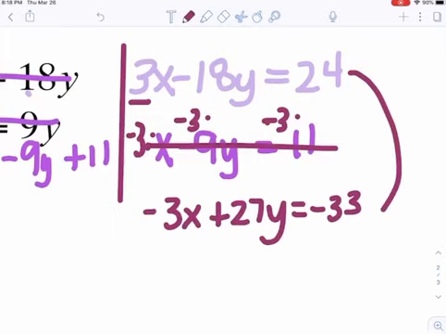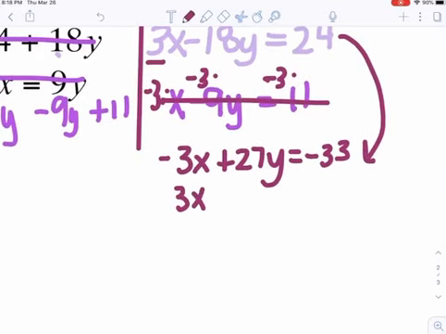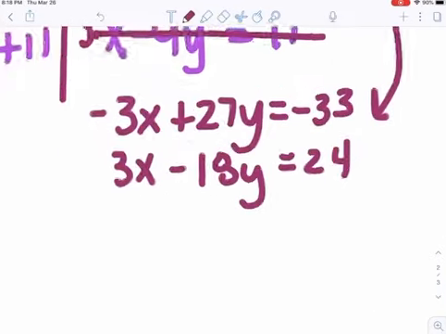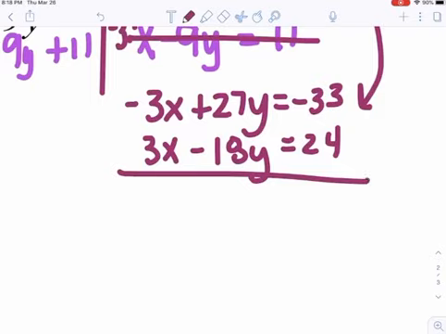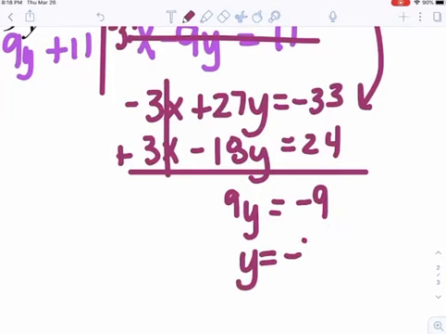I'm going to rewrite this equation below so I don't make any mistakes. So this is 3x minus 18y equals 24. Okay, now that these are opposites, I know my x's are going to eliminate. So add these together. Okay, and then I get 9y equals negative 9, so y equals negative 1.